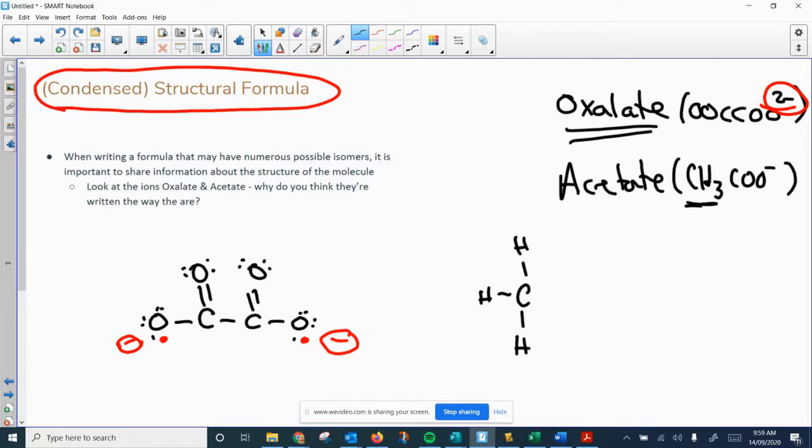Acetate begins with a CH3. Notice how acetate, this oxygen, has an incomplete octet or an incomplete valence shell. That's where the final electron comes in. To fill out those 8 outer electrons around that oxygen, that's where the charge comes from. So these names, oxalate and acetate, and their structural formulas are written such that we can infer their chemical structure from their formula. And that's why they're written the way they are.